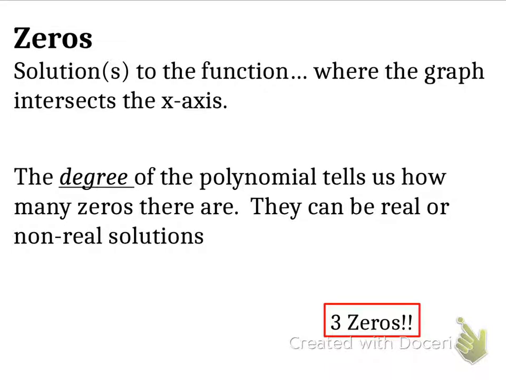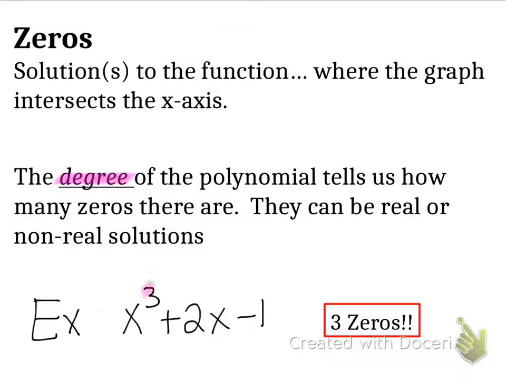All right, so we have talked about this before. Zeros: the solutions to the function, where we intersect the x-axis, we call them the zeros. The degree of the polynomial tells us how many zeros there are. They can be real or non-real, so don't get worried about finding i, it's okay. So if I gave you this example, x to the 3rd plus 2x minus 1, we see that this is a degree of 3, which is why there will be 3 zeros when I solve. Now, that also includes multiplicity, what we just talked about.